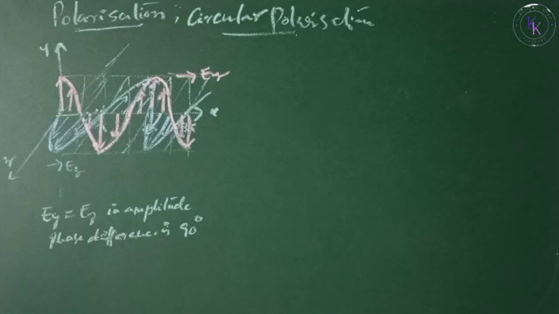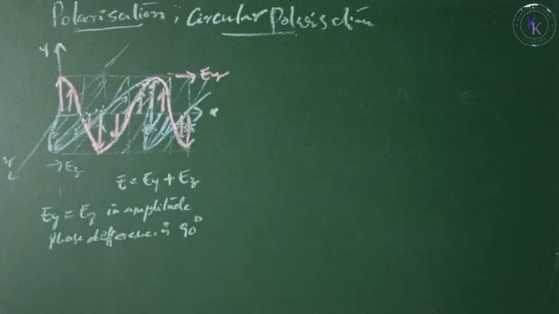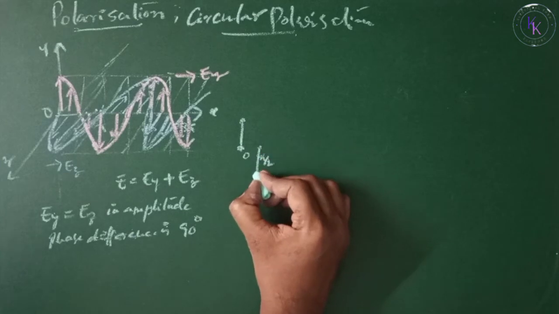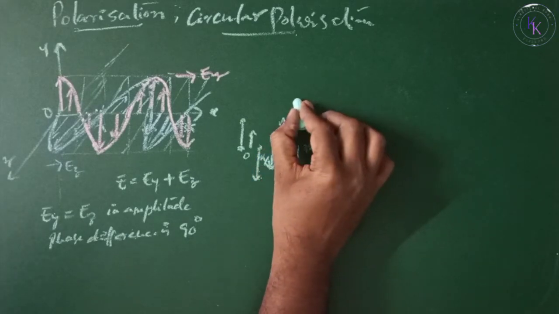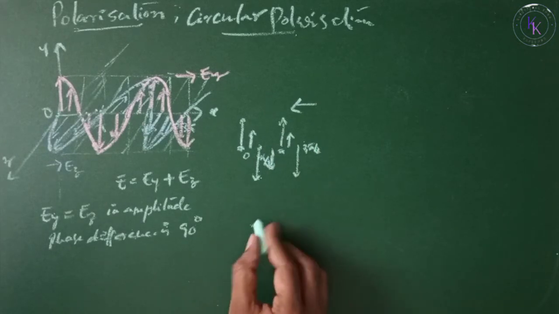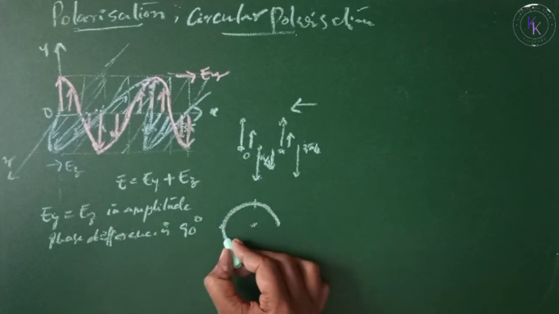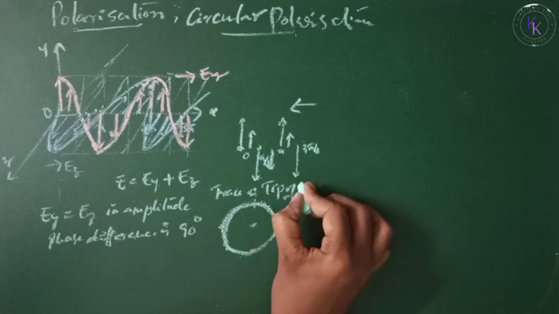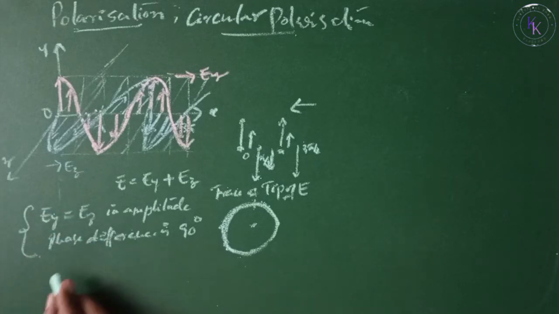When you trace the tip of E, the resulting E, we know that E equals the vector sum of EY plus EZ. At 0, EY is max and EZ is 0. At pi by 2, EZ is max and EY is 0. And this thing is repeating again and again. When you observe this from this side, the wave is going to look like 0 with the peaks here, here, here and here. It will be a complete circle. So the trace of the tip of E is a circle, and this polarization is called circular polarization. To get circular polarization, the condition is the magnitudes must be equal, but the phase difference is 90 degrees.